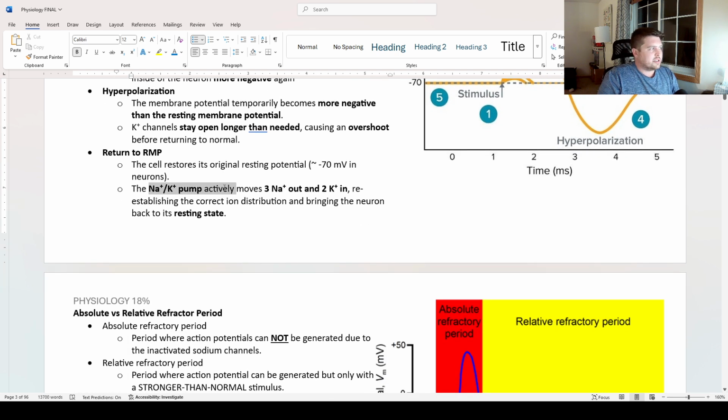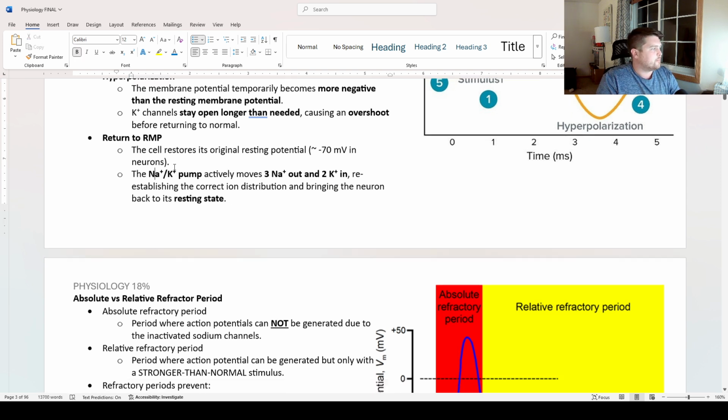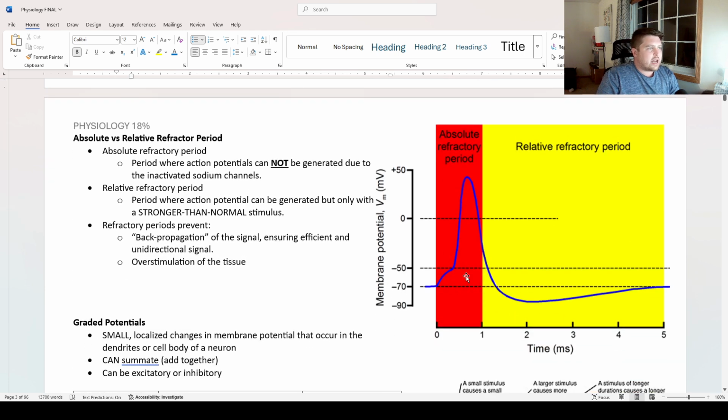Right there, the sodium potassium pump actively moves 3 sodium out and 2 potassium in, reestablishing that resting membrane potential. So why that hyperpolarization? The reason is refractory periods.